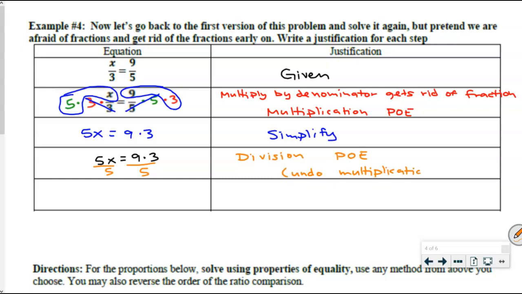Last step, and we are just about out of time. Let's simplify this. 5x divided by 5 divides out, leaving me with x is equal to, and we can actually officially simplify now. 9 times 3 is 27 divided by 5. Doesn't simplify nicely, so we keep it 27/5.